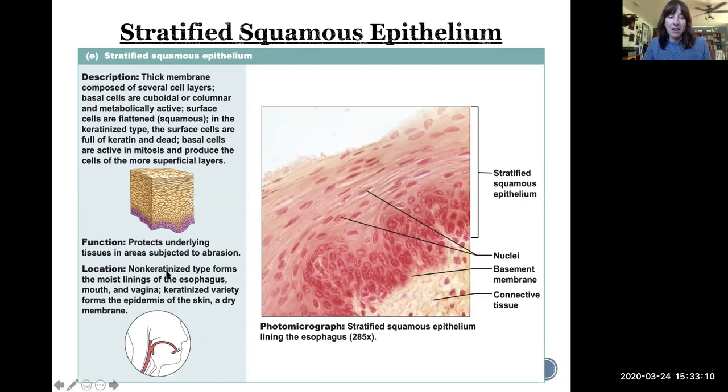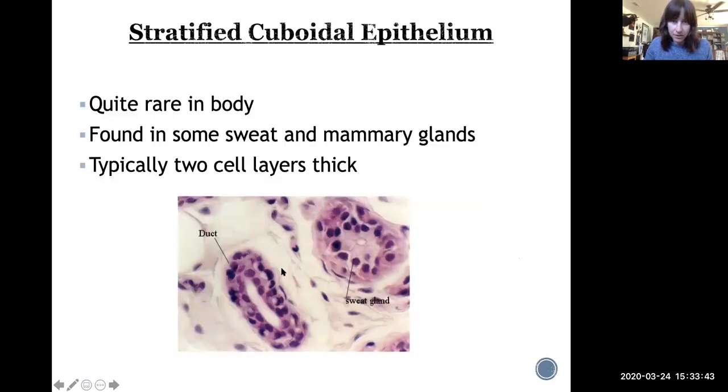The non-keratinized forms of stratified squamous epithelium are found in the moist linings of your esophagus, which is your food tube, your mouth, and the vagina. Again, subject to abrasion. So it can be keratinized in the form of your skin, or non-keratinized in moist internal linings that are subject to abrasion.